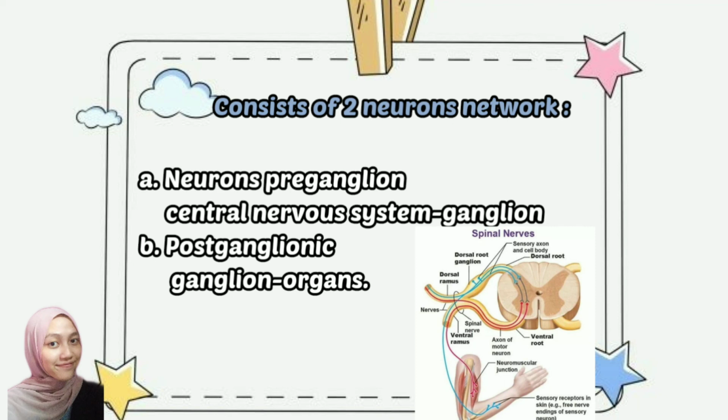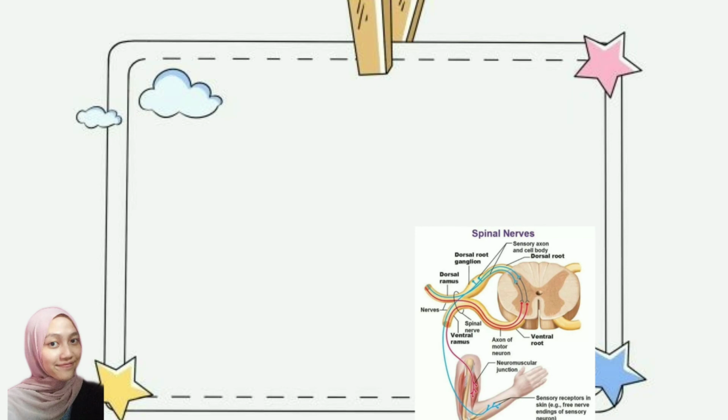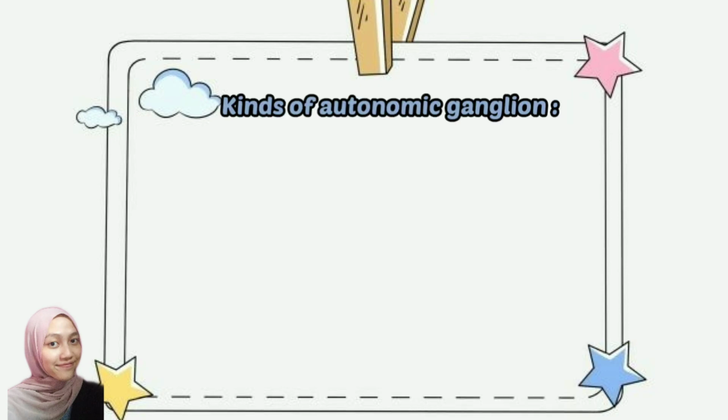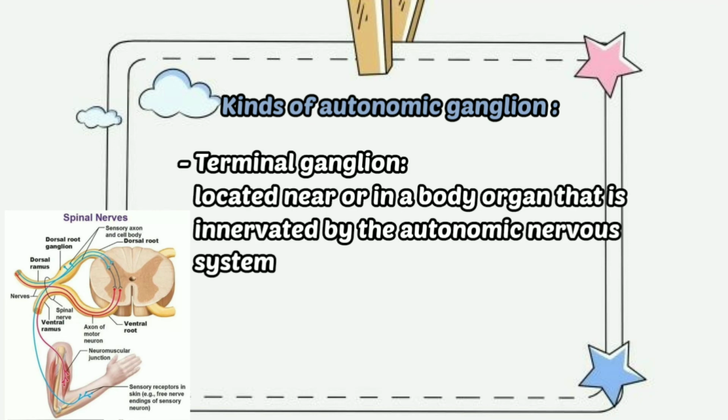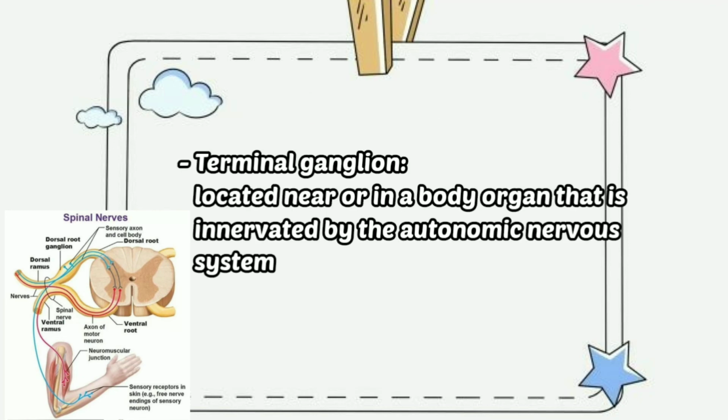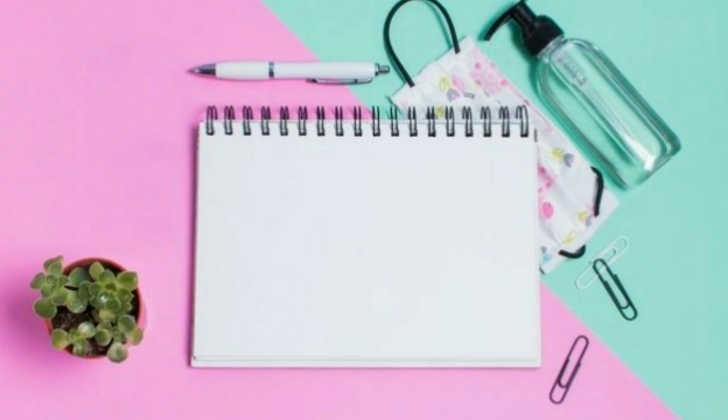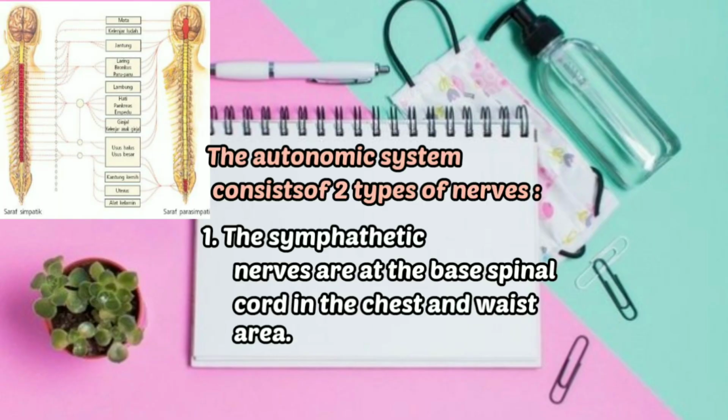A. Preganglionic, from the central nervous system to the ganglion. B. Postganglionic, from the ganglion to the organs. Kinds of autonomic ganglia. Terminal ganglion, located near or in a body organ that is innervated by the autonomic nervous system. The autonomic system consists of two types of nerves.